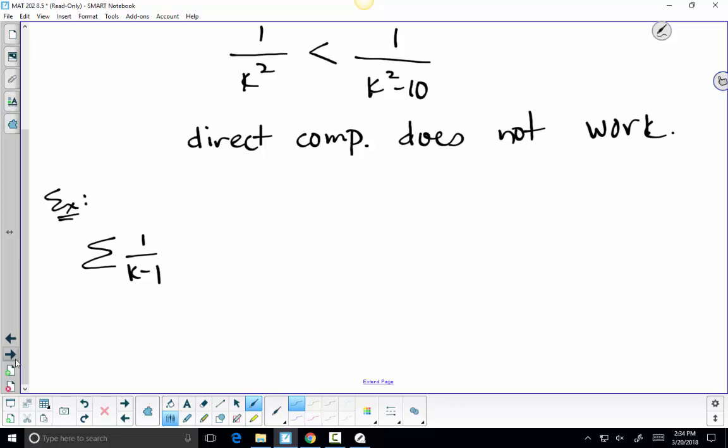Diverge or converge? Diverge. Our hunch is that it diverges. It's almost the geometric, it's almost the harmonic series, and it's almost 1 over k. So it should diverge. Let's check.